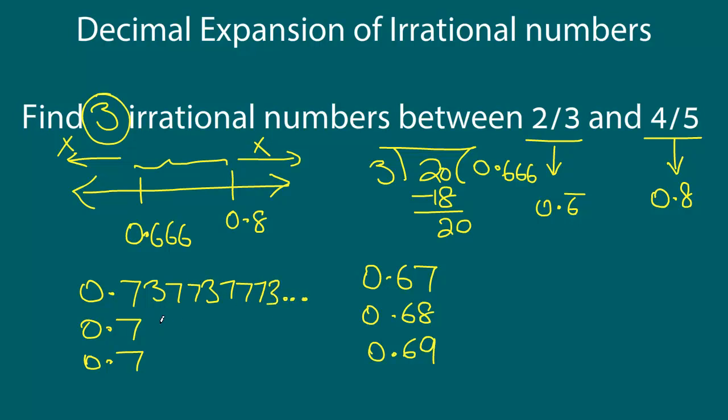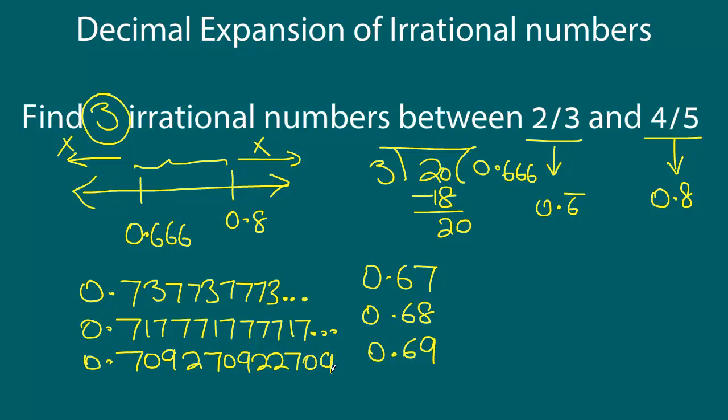So we can write this one as maybe 0.717, 0.7717, 0.77717, right? So on and so forth. And for this one, maybe we can write it as 0.709, then 0.2709, 0.22709, and so on and so forth. So we are adding two twos, then three twos, like that.